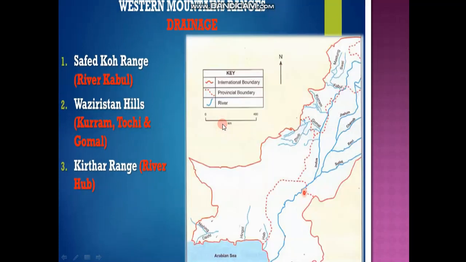And if you see the drainage system of these mountains, you can see this is River Kabul, which basically originates from the Koh Safed and enters into the Indus. And if you talk about the drainage of Waziristan Hills, the Kuram, Tochi and Gomal rivers originate from Waziristan Hills and enter into the Indus. And if you talk about the Kirthar Range, River Hub originates from the Kirthar Range, but unlike the other rivers, it directly falls into the Arabian Sea. So this is the drainage system of the western mountains.